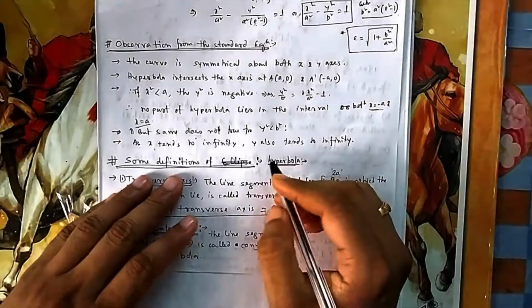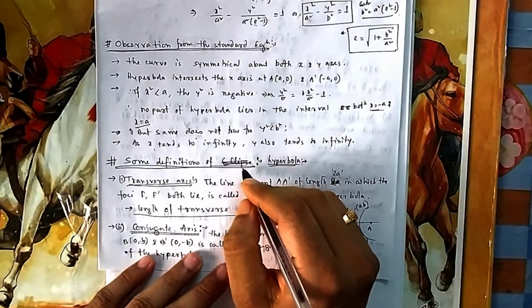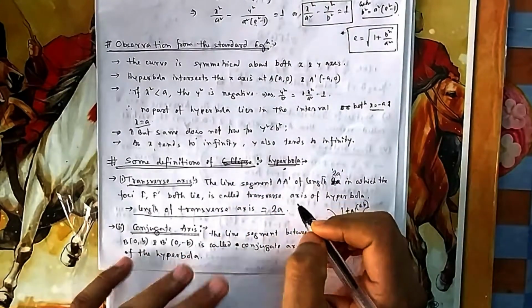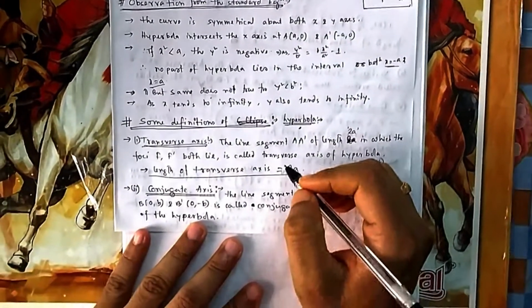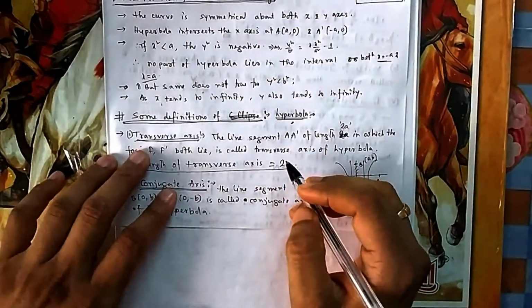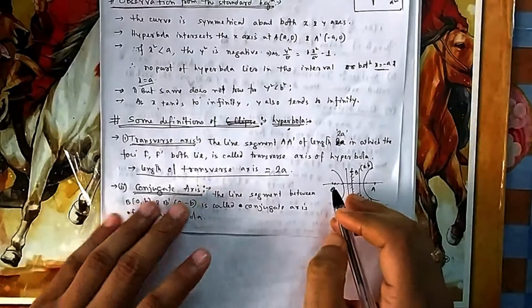Now the next one is some definitions of the hyperbola. By mistake I have written ellipse. Kindly rectify it. It is hyperbola. So what are the definitions? Like the major axis and minor axis in an ellipse, here also we have two axes: one is the transverse axis, one is the conjugate axis. Which one is the transverse axis?